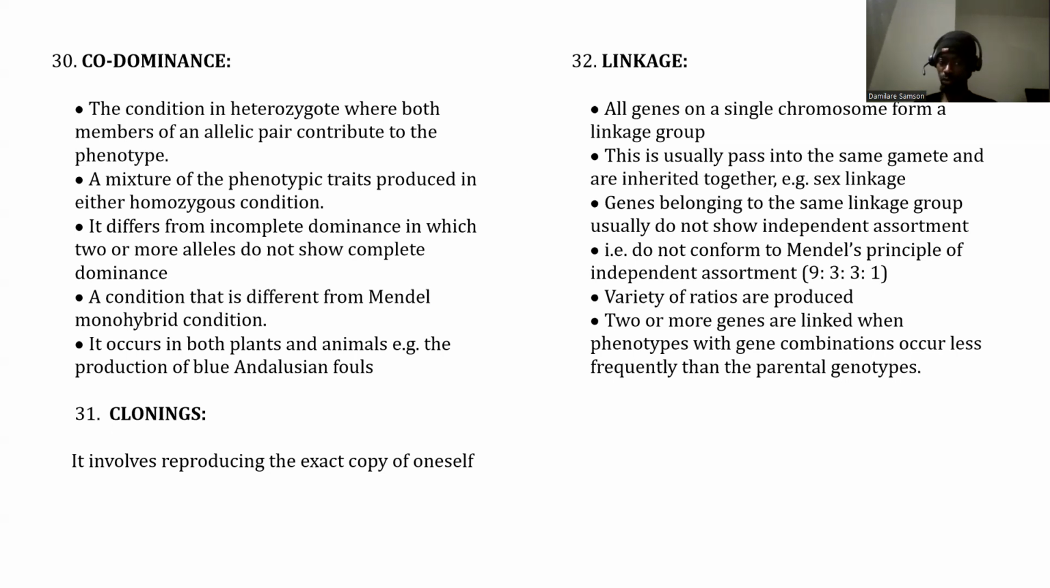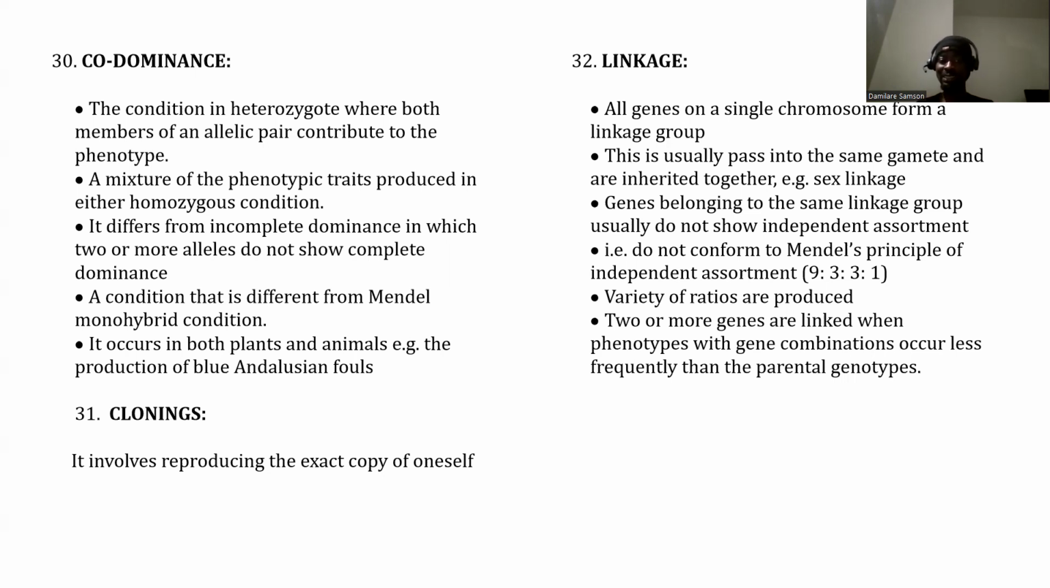It differs from incomplete dominance, in which two or more alleles do not show complete dominance. I think I explained incomplete dominance not too long ago. There, the alleles do not show complete dominance, meaning we come together and totally change the color. We mix together and change into something else, and that something else does not look like any one of us in our homozygous condition. It doesn't look like us at all. That is incomplete dominance. So we are trying to differentiate between codominance and incomplete dominance.